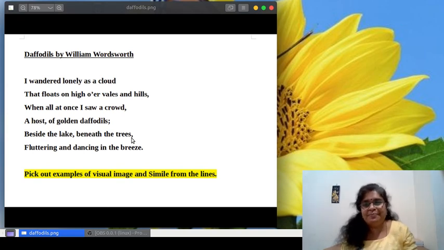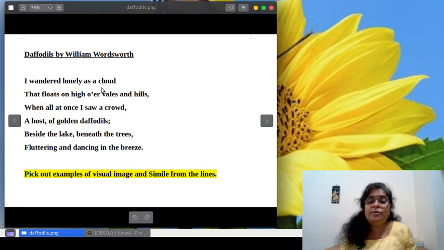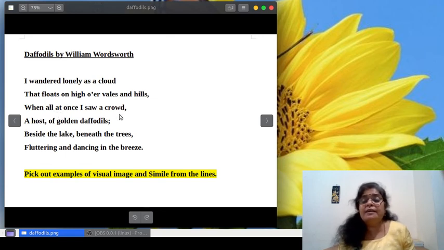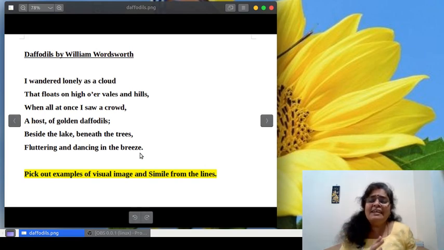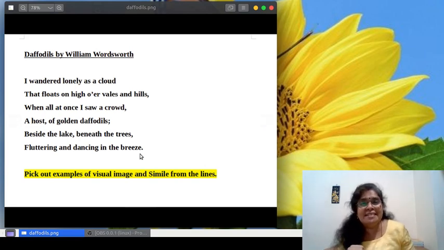Okay, once more. I wandered lonely as a cloud that floats on high over vales and hills. When all at once I saw a crowd, a host of golden daffodils. Beside the lake, beneath the trees, fluttering and dancing in the breeze.